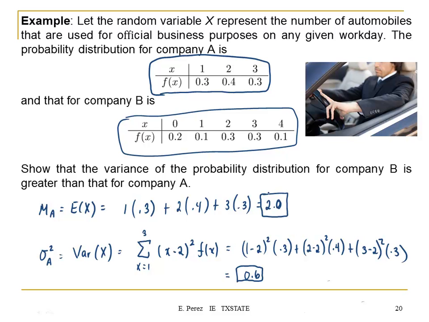So for company B, the only difference is that we're going to have an extra outcome for x. So instead of having values from 0 to 3, we're going to have values from 0 to 4. Okay, so I'll go to the next slide. Just to complete the problem, we need to find, again, the expected value for the mean for B.